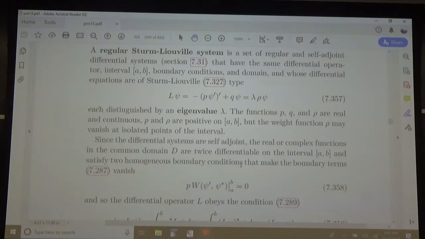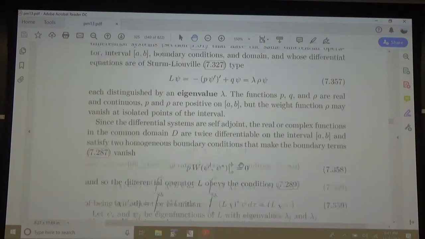So let's recall now that a regular SL system is a set of regular and self-adjoint differential systems that have the same differential operator, interval, boundary conditions, domain. The differential equations are of Sturm-Liouville type, each distinguished by an eigenvalue. So this is a definition of a regular SL system. Functions P, Q, and rho are real and continuous. P and rho are positive on the interval. The wave function may vanish, but only at isolated points.